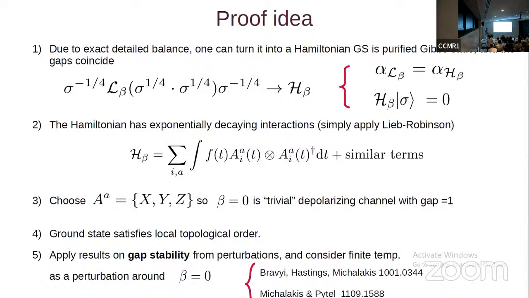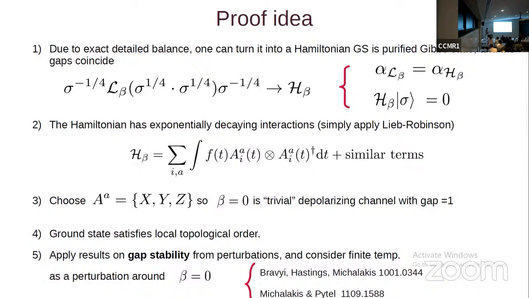And if you pick beta equals 0, which would correspond to having the Gibbs state as the maximally mixed state, the corresponding semigroup you get is just some sort of local depolarizing channel. And for that one, you can easily compute the gap. Everything is very easy. So we know that for beta equals 0, the Lindbladian is very easy to work with. We know what the gap is.